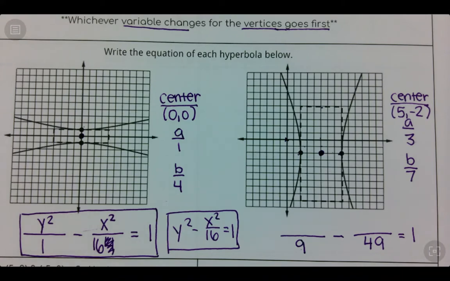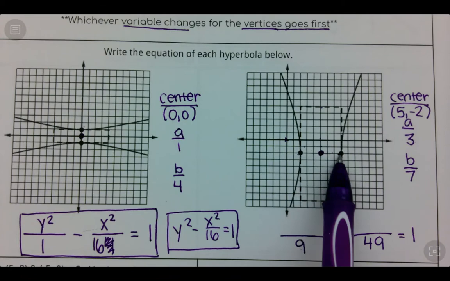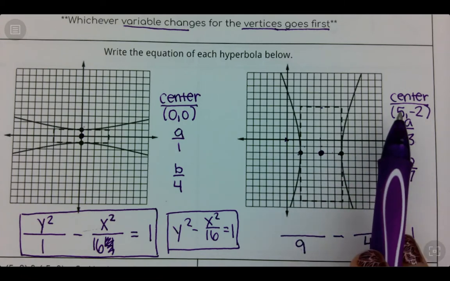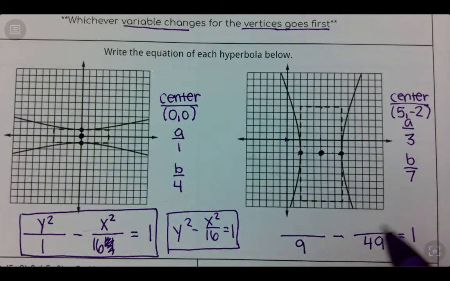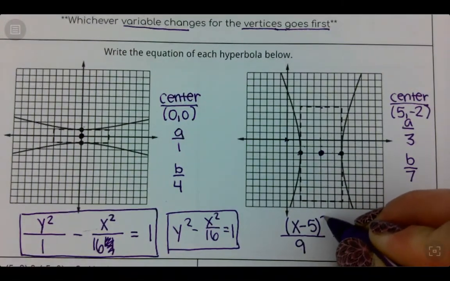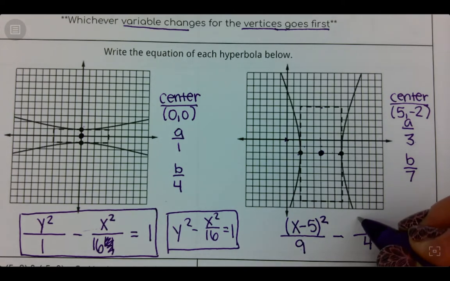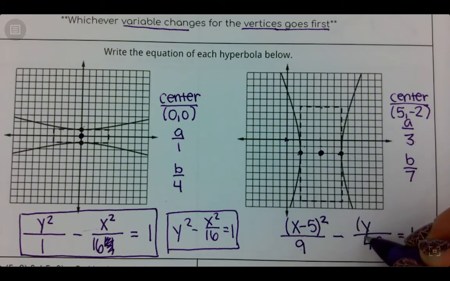Then, on top, since this 3 was changing the x values left and right, the x part of the center, 5, is going to go on top here with x. Just make sure that you flip it because the center is always the opposite of the numbers in the parentheses. So since this was 5, this is x minus 5. And then over here is going to be the y, and it had a value of -2 in the center, so that's going to become +2.